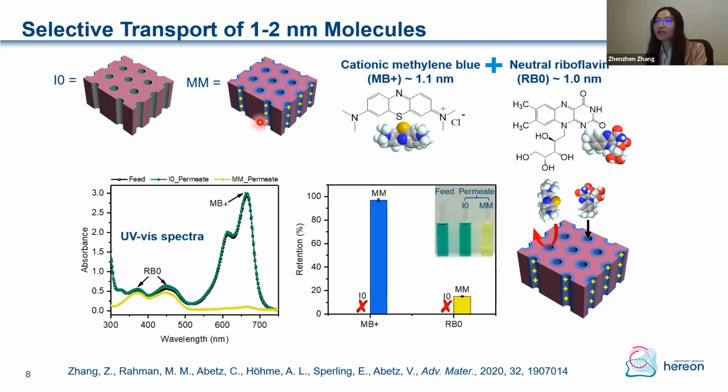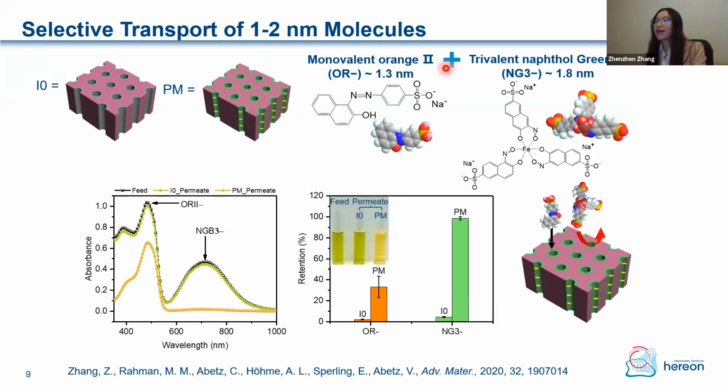First is the positively charged membrane, MM. We used two molecules with similar size, around 1 nanometer, but different charge. One is the cationic molecule, another one is a neutral one. And the feed mixture solution is this color. After passing through the positively charged membrane, it turned into a yellowish color. This color is exactly from the neutral molecules. It means the membrane can highly reject the cationic molecules and allow the free pass of the neutral molecules.